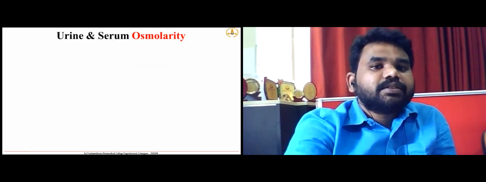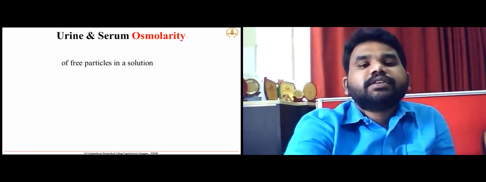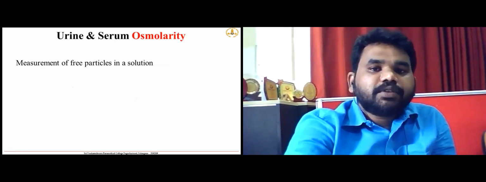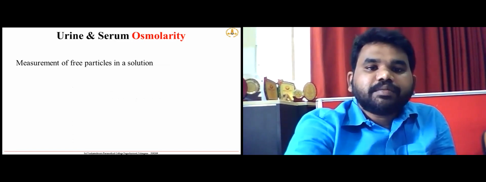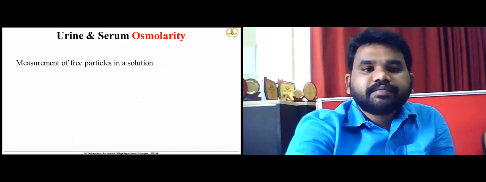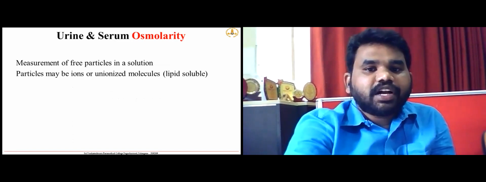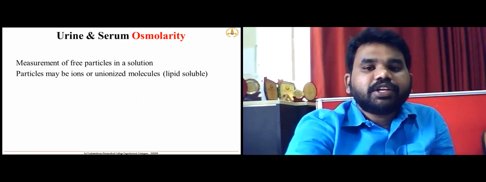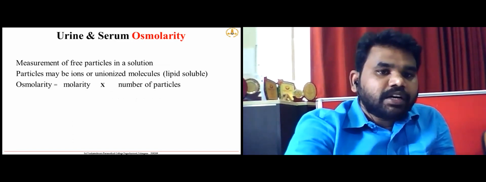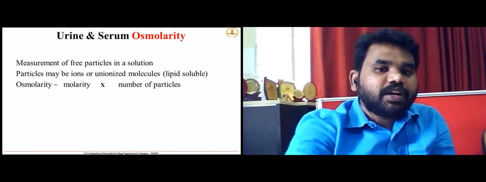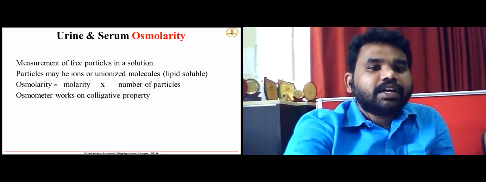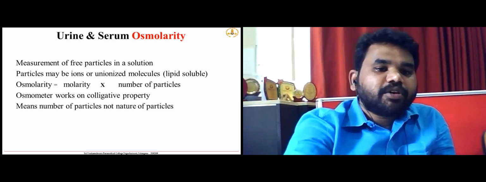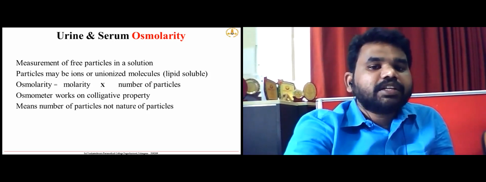Now about urine and serum osmolarity. First I will tell you what osmolarity is. Osmolarity is a measurement of free particles in the solution, and the particles may be ions or unionized molecules. Unionized molecules are molecules which are lipid soluble. Osmolarity is calculated as molarity times the number of particles. Osmometers work on a colligative property.